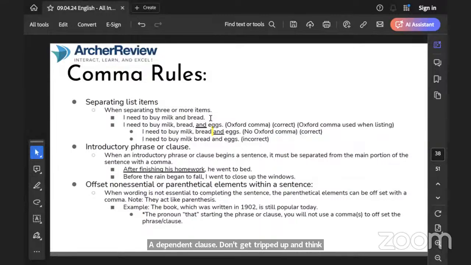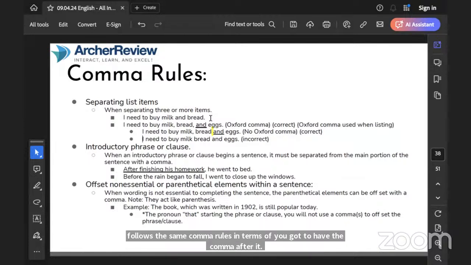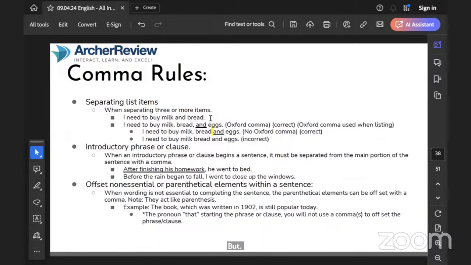I mean, it still kind of follows the same comma rules in terms of you've got to have the comma after it, but this one doesn't actually have a subject. After finishing his homework, we don't know technically who that sentence is about. We know it's probably a male because we use the possessive pronoun "his" in reference to whose homework it is. It's his homework, but we didn't actually have a proper subject within the sentence. So "after David finishes his homework" would be a dependent clause because I've got the subject David and I know I have the verb finishes. I just don't have the complete thought.